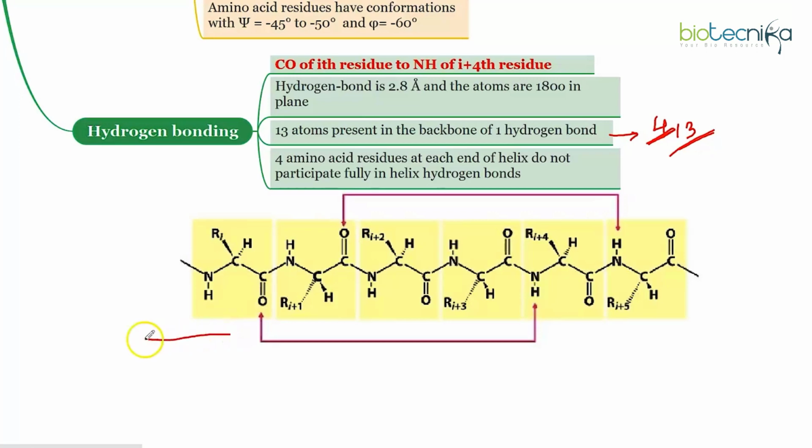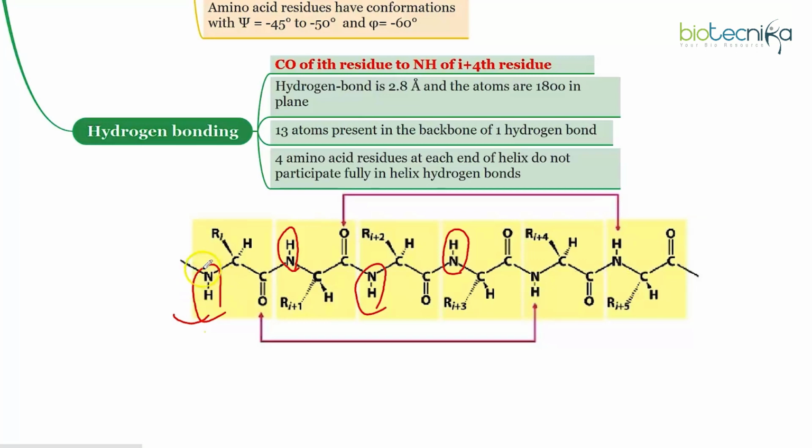And the first 4 amino acids and last 4 amino acids will be only partially involved in hydrogen bond formation. So what does that mean? It means that this NH group, this one and this one, they cannot have hydrogen bond. Why? Because for them to form hydrogen bond, you need some CO group before them, 4 residues apart. But since this is the starting residue of the alpha helix, they can't bond with any other CO group. That's why the first 4 NH groups will not form hydrogen bond. The last 4 CO groups will not form hydrogen bond.